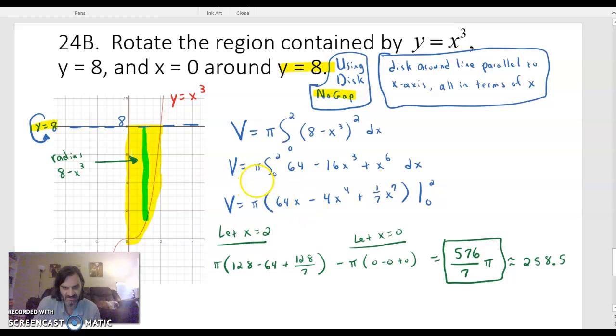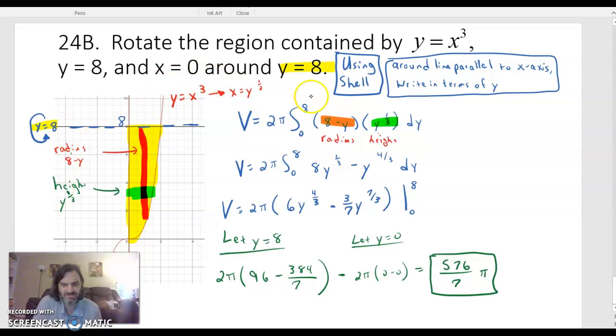We will FOIL that out, and before we integrate, we'll have pi times the integral from 0 to 2 of 64 minus 16x cubed plus x to the 6 dx. The integration will look like pi times the quantity of 64x minus 4x to the 4th plus 1/7 x to the 7th from 0 to 2. Plugging in the 2, we get 576 sevenths pi. Plugging in the 0, we get 0. So the volume would be 576 sevenths pi, which is approximately 258.5. And that was using the washer or disk method.